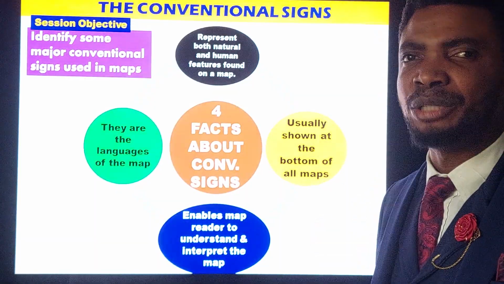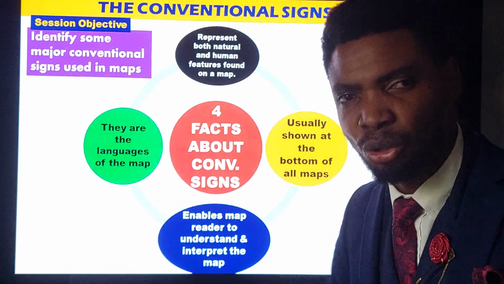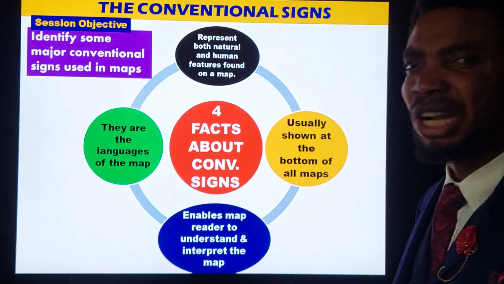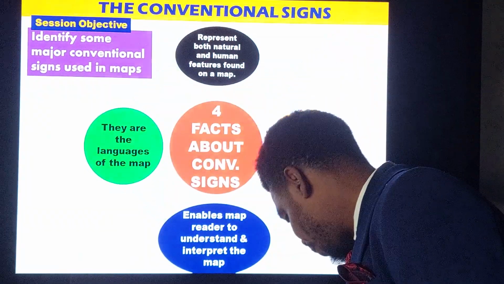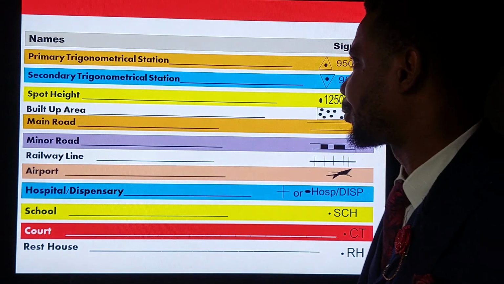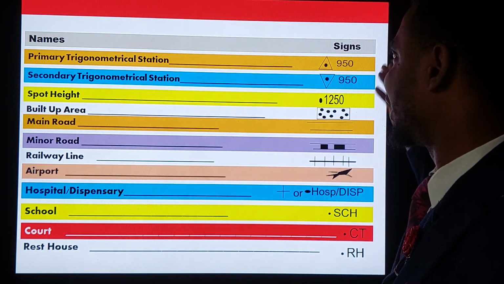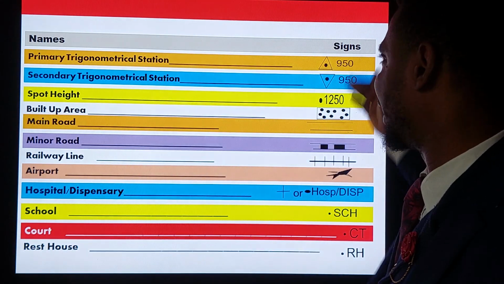Without the conventional sign, the map is locked. You can't open it, you can't interpret it, you can't make any meaningful deductions from that map. All right, let's look at some of them. So look at this. We have their names here, we have the signs here.